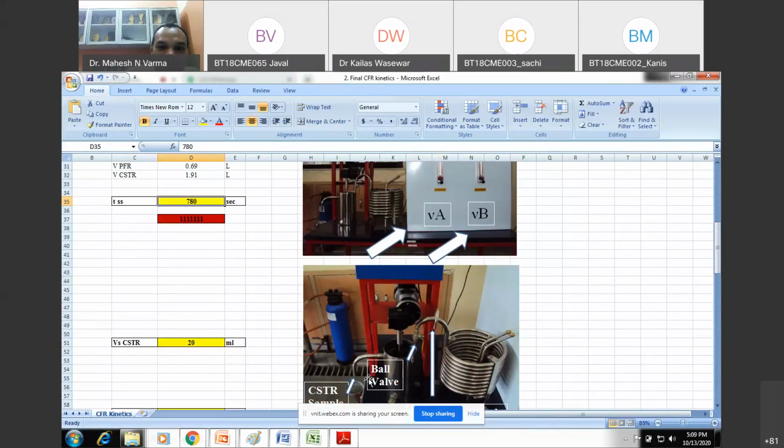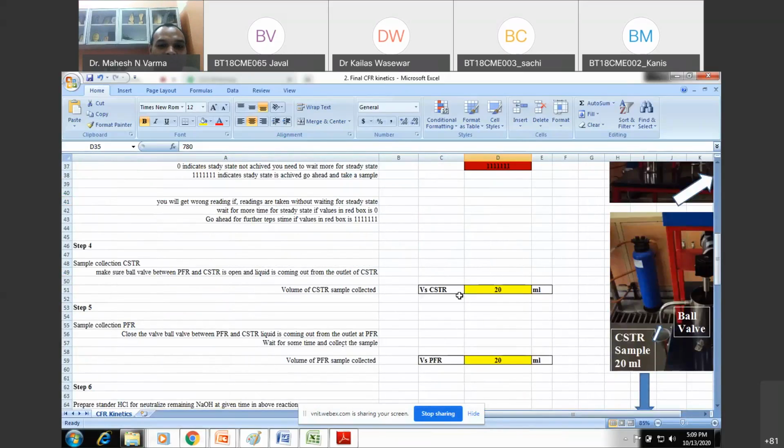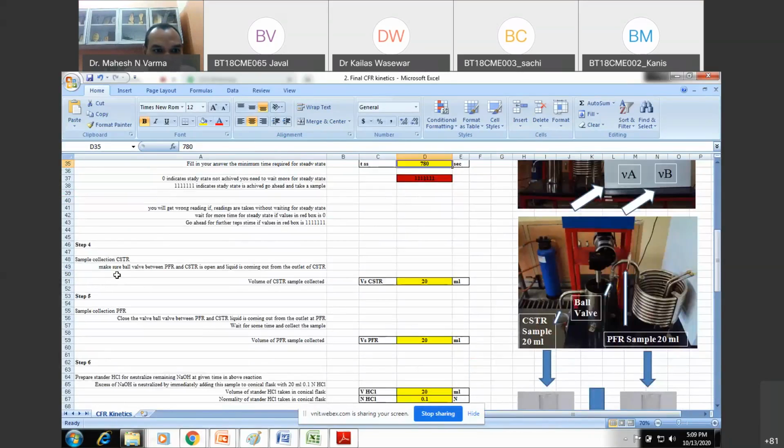You will collect the sample from the CSTR first. Make sure that the ball valve between the PFR and CSTR is open. This valve is open, and liquid is coming out from the CSTR. Collect a 20 ml sample after this much time, then close the ball valve and again collect the sample.